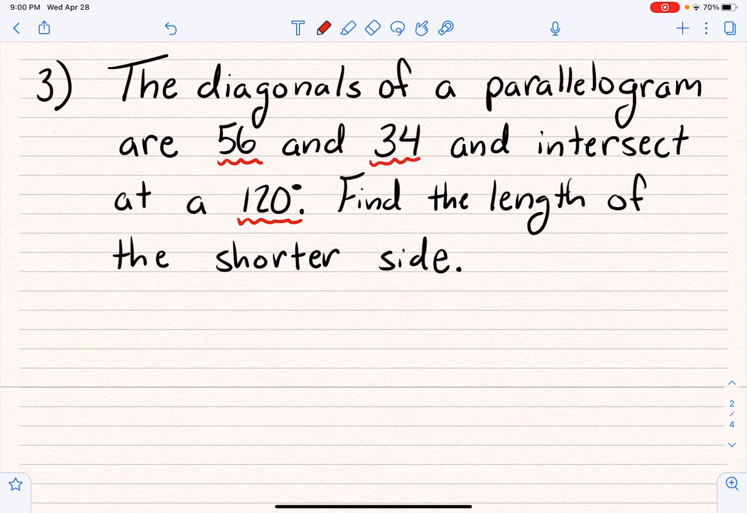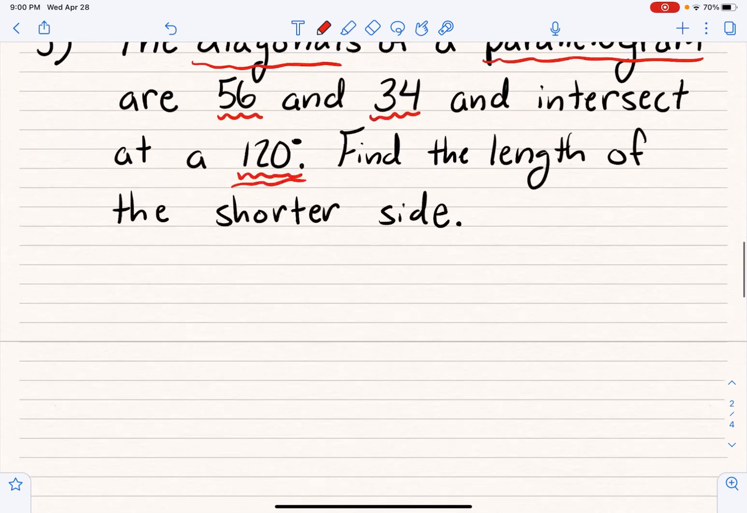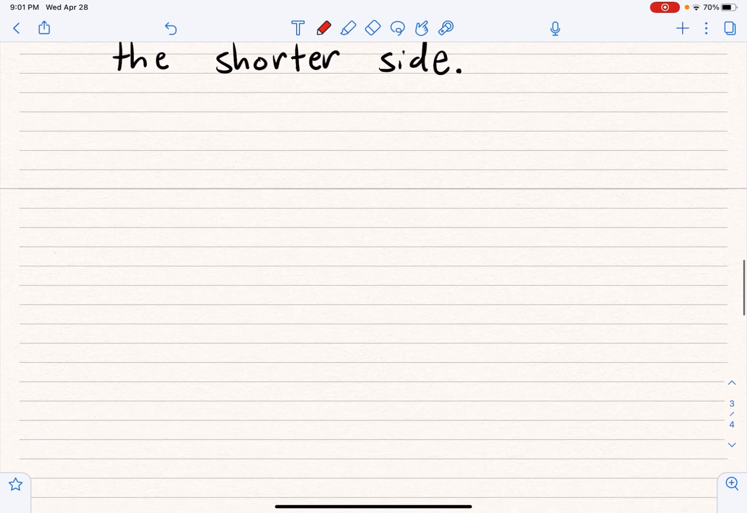Now let's go back and remember four-sided figures. We knew that the diagonals of a parallelogram always bisect each other. Now, they're not always perpendicular unless it's a rhombus or a kite, and a kite isn't a parallelogram. But with just a regular parallelogram, they can intersect at any angle, and for these, they intersect at 120. So I want us to think about what this generally looks like. The diagonals are 56 and 34.